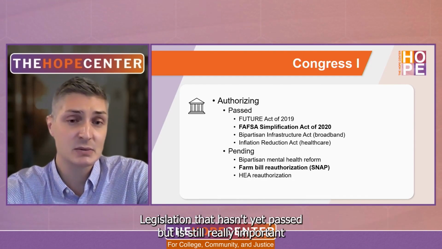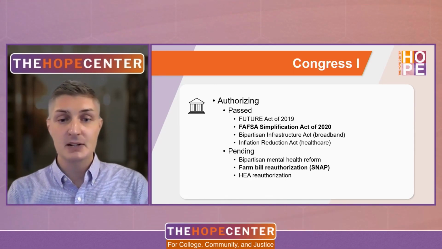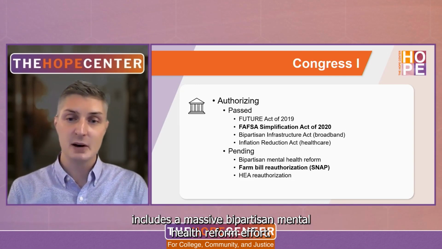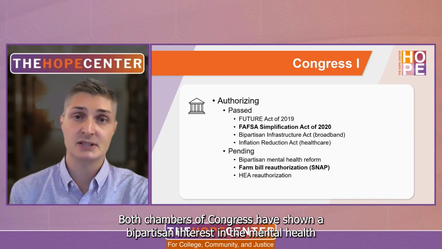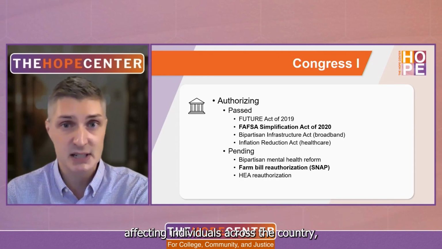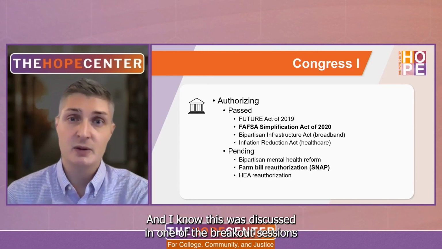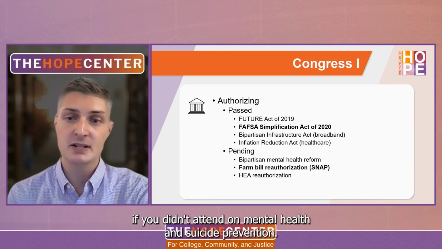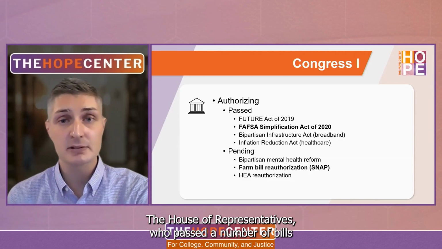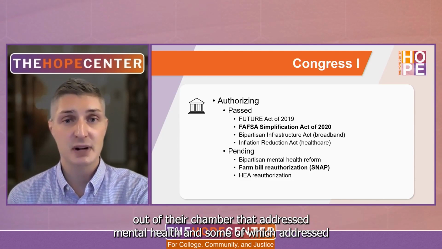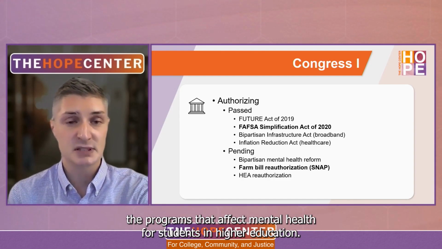Legislation that hasn't yet passed, but is still really important for us to pay attention to, and which the Hope Center is actively involved in, includes a massive bipartisan mental health reform effort. Both chambers of Congress have shown a bipartisan interest in the mental health of individuals across the country, but particularly students in higher education. And I know this was discussed in one of the breakout sessions that you'll be able to review later if you didn't attend, on mental health and suicide prevention. The House of Representatives has passed a number of bills out of their chamber that address mental health, and some of which address the programs that affect mental health for students in higher education.